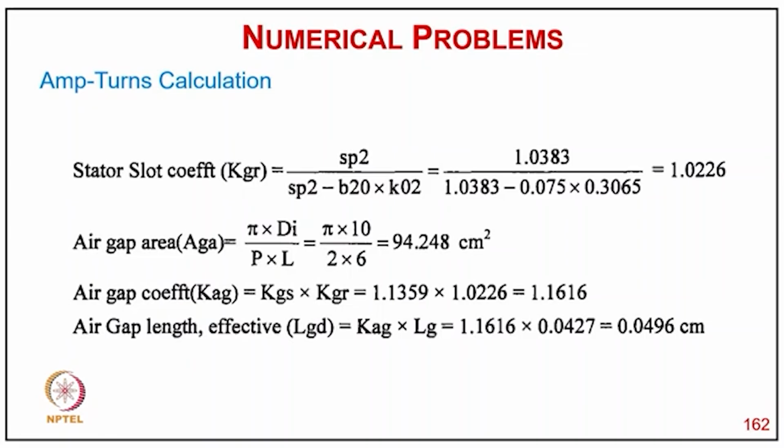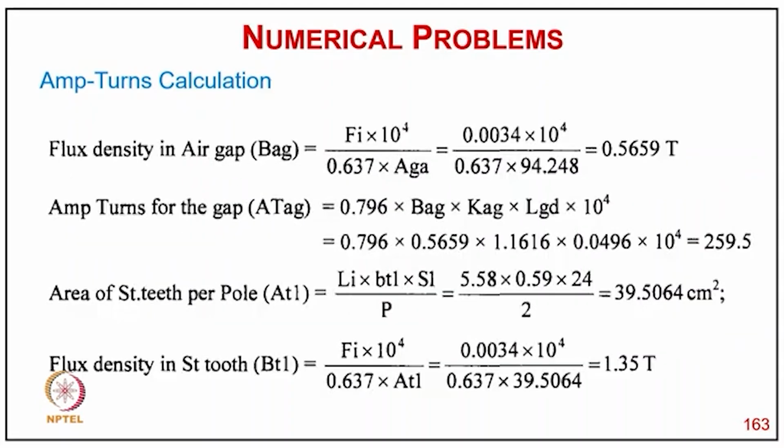The air gap area, pi DI into PF into L, comes to 94.246 centimeter square. The air gap Carter coefficient, KGS into KGR, multiplying these, comes to 1.1616, and the air gap effective length, KG into LG, comes to typically 0.0496 centimeter. The flux density in the gap, 5 into 10 power minus 4 over this area, comes to 0.5659 Tesla.